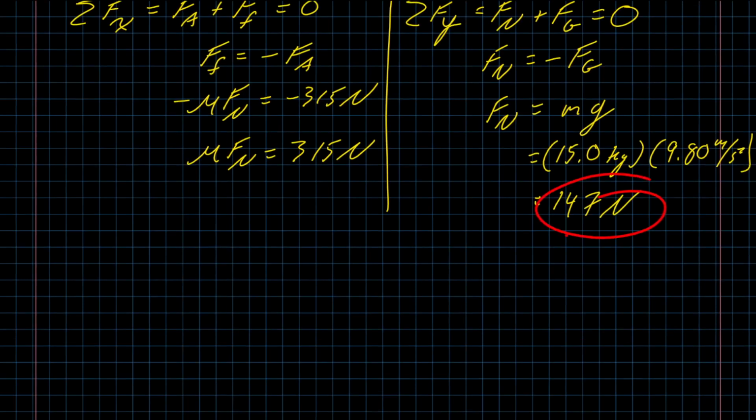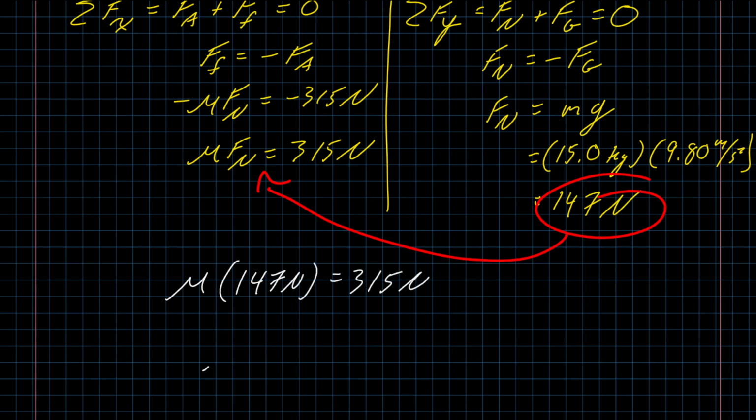If I take this normal force and I plug it back in over here, I have that mu times 147 newtons is equal to 315 newtons, which means that mu itself is 315 newtons divided by 147 newtons. And my calculator is happy to tell me that if I take 315 divided by 147 and round it to 3 significant figures, I get that mu is 2.14.